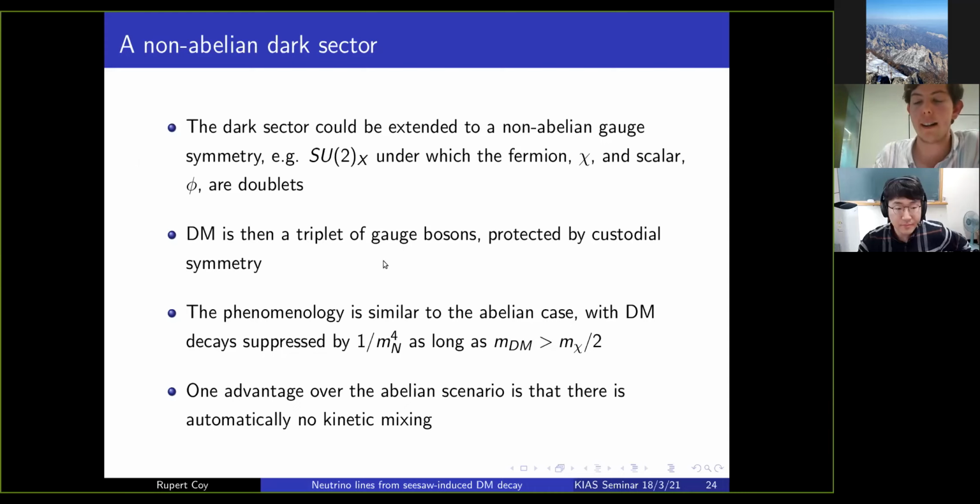But there's one nice feature here. Right at the start of introducing this model, I said that we would assume that there's no kinetic mixing. That was an assumption, and we had some justification, but still, that's something that had to be put in by hand. And of course, the advantage of the non-abelian scenario is that there's automatically no kinetic mixing. You can't write down such a term once you have a dark SU2, for instance. And so that's just one extra thing that makes this a slightly nicer scenario, but otherwise it is exactly the same.